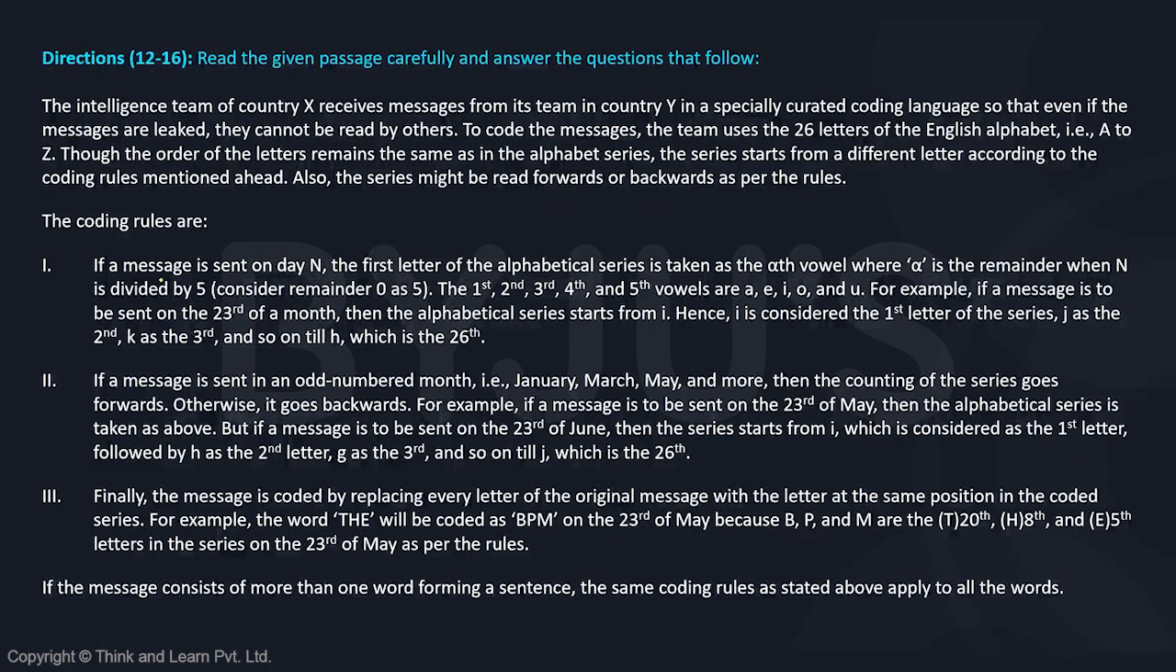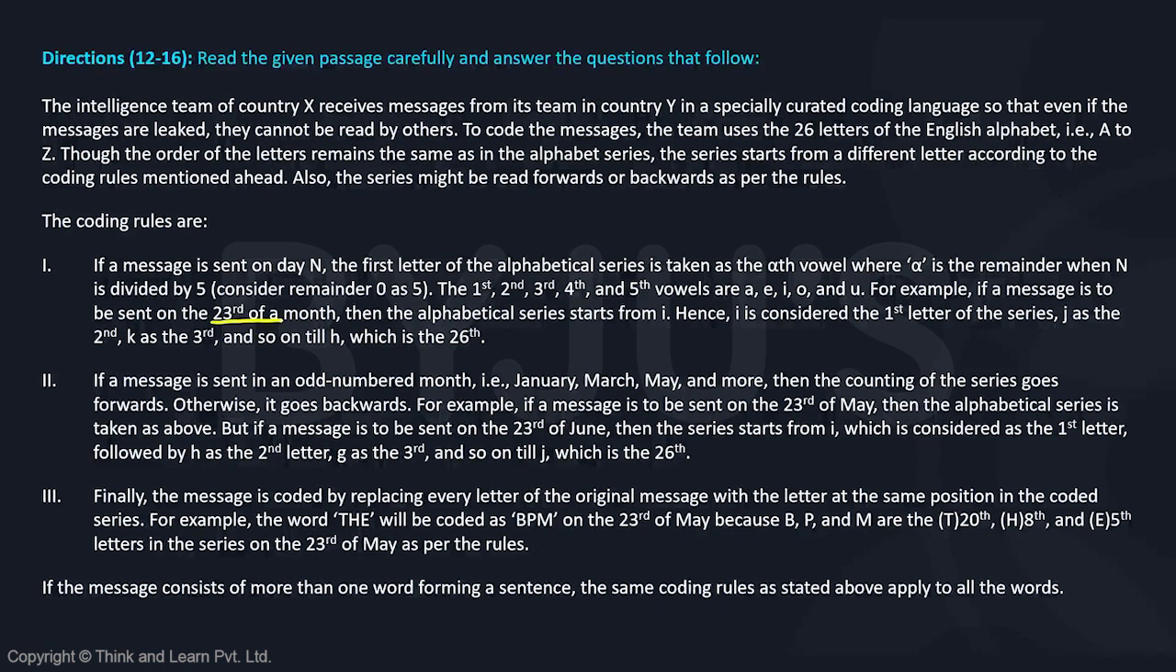The coding rules are: if a message is sent on day n, the first letter of the alphabet series is taken as the alpha-th vowel, where alpha is the remainder when n is divided by 5, considering remainder 0 as 5. The first, second, third, fourth, and fifth vowels are A, E, I, O, U. For example, if a message is to be sent on 23rd of a month, then the alphabet series starts from I. Hence, I is considered as the first letter of the series, J as the second, K as the third, and so on till H, which is 26th.